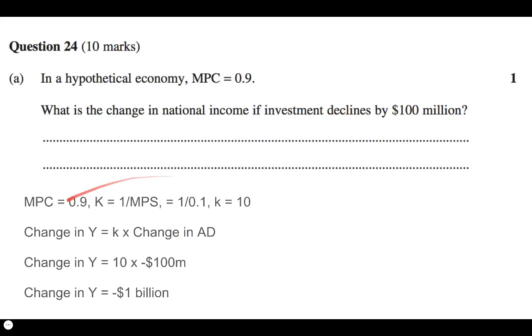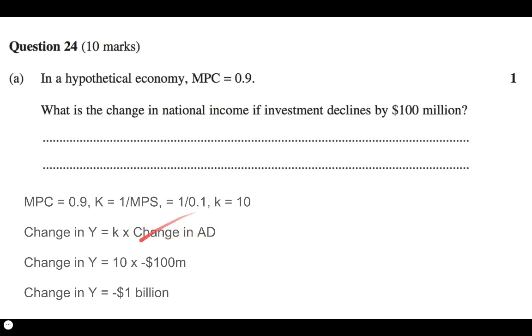Okay, so MPC is 0.9. We know that K is going to equal 1 over MPS. So it's going to equal 1 over 0.1, because the MPS will be 0.1 if MPC is 0.9. So 1 over 0.1. So K is going to equal 10. That's a big multiplier. So the change in national income that it's asking for is going to equal K times change in aggregate demand.